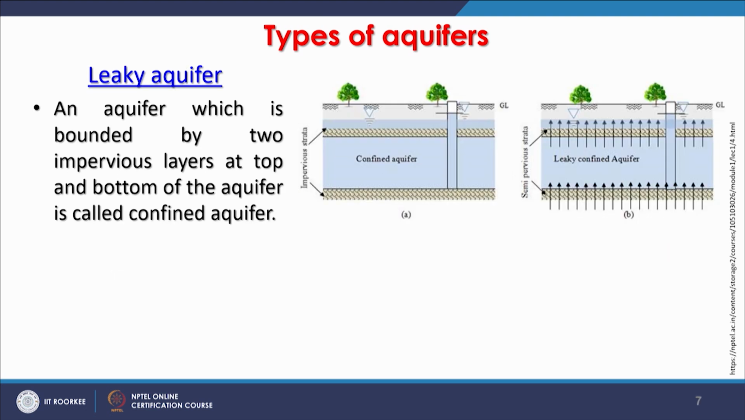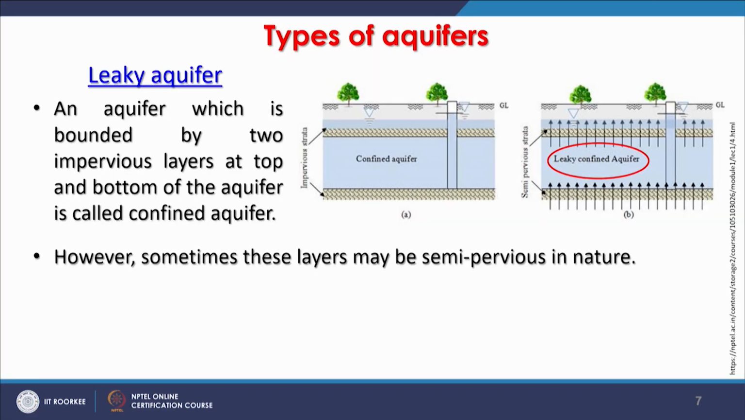Now, a leaky aquifer which is bounded by two impervious layers at the top and bottom of the aquifer is called confined. If it is bound by impervious layers, then that is not a typical leaky layer, it is a confined aquifer, as also shown here in the right figure. And sometimes these layers may be semi-pervious in nature.